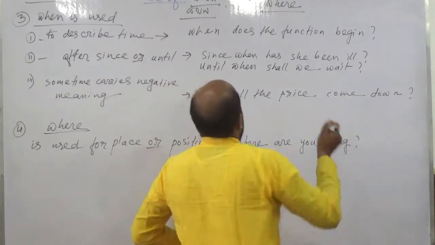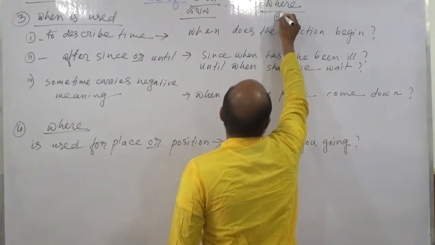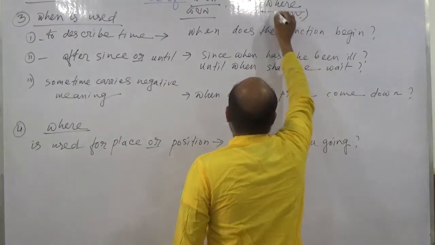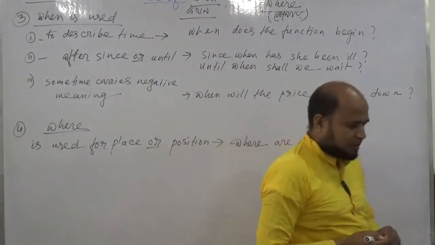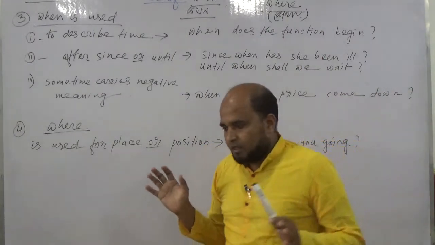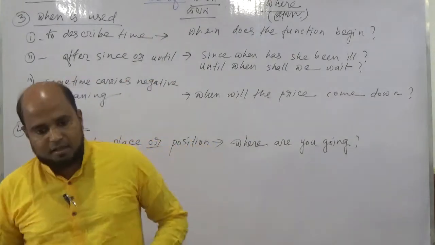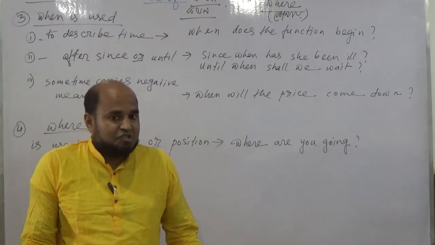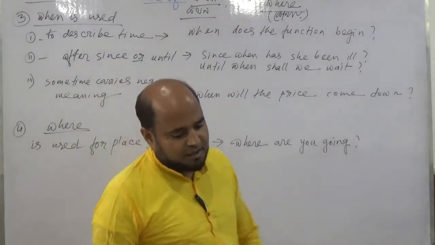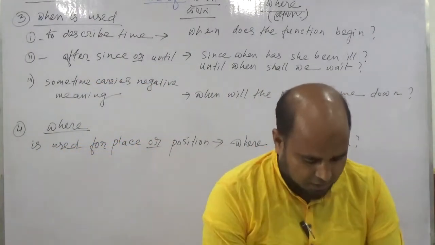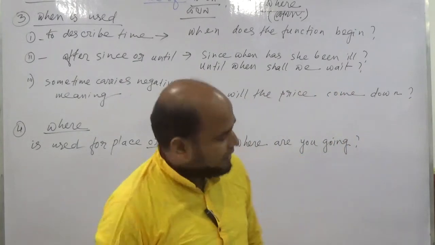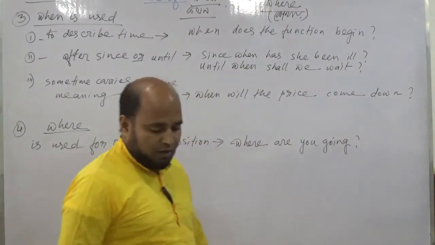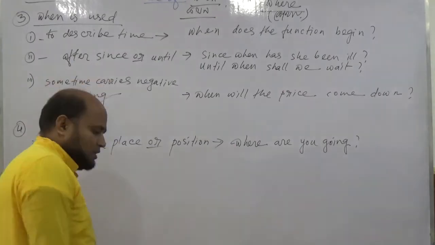And where? Where means kothai. So whenever we think about the formation of a question using where, in that moment we think of place. So these are the two main uses of where and when. Now I will explain to you one by one.